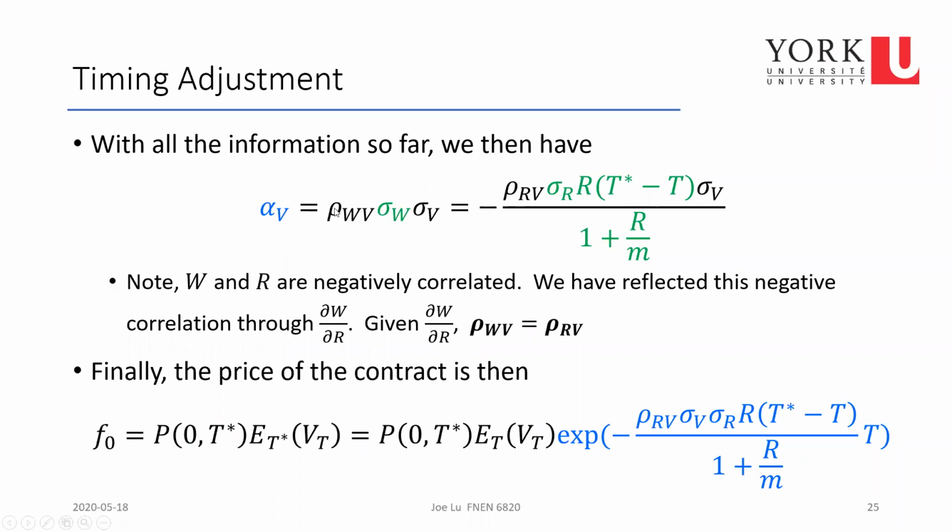So here we have rho between W and V times sigma W sigma V. You put in sigma W, this here. Sigma V is sigma V. Now, why do we then turn this thing, the correlation between W and V, into a correlation between R and V with a minus sign here.